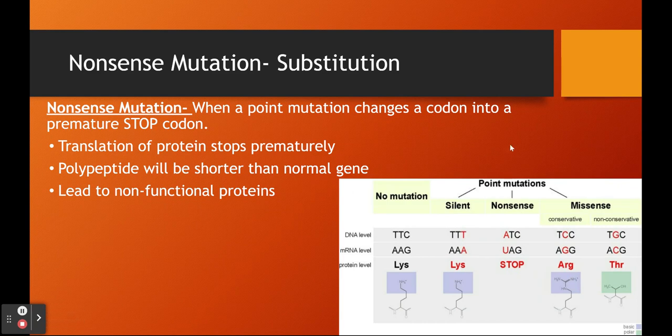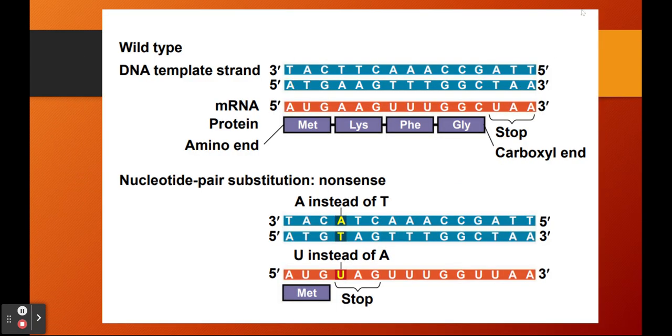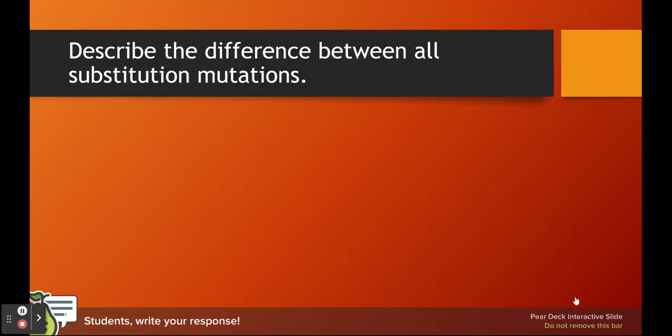Here's an example. So remember the top one is regular normal DNA. Now, if I have an A here instead of a T on the bottom, see the yellow letters? We get a U here in our mRNA. Guess what? That's a stop codon. So we get methionine, the start codon, but we do not get all the following proteins. So therefore, this is a nonsense mutation because the stop codon prohibited the translation of the rest of this protein.